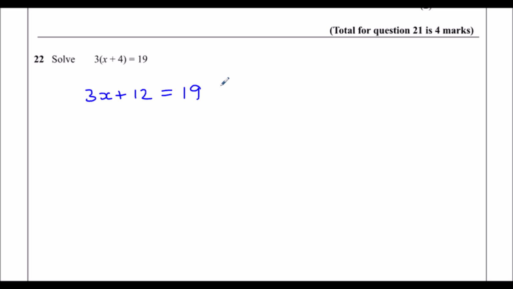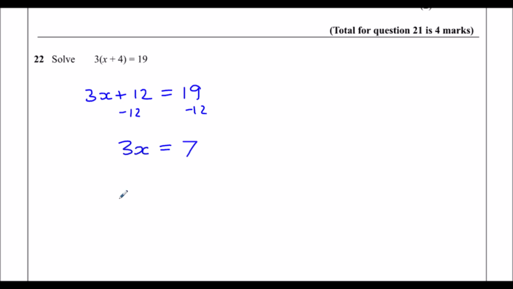I want to get x by itself. So I want to get rid of this plus 12. To get rid of a plus 12, we do the opposite of plus 12, which is minus 12, take away 12. So we subtract 12 from both sides of the equal sign. So on the left, we've got 3x left. And on the right, we've got 19 take away 12, which is 7.